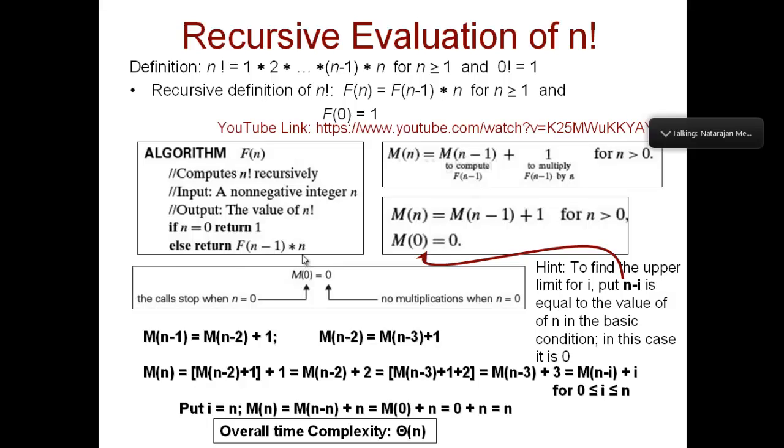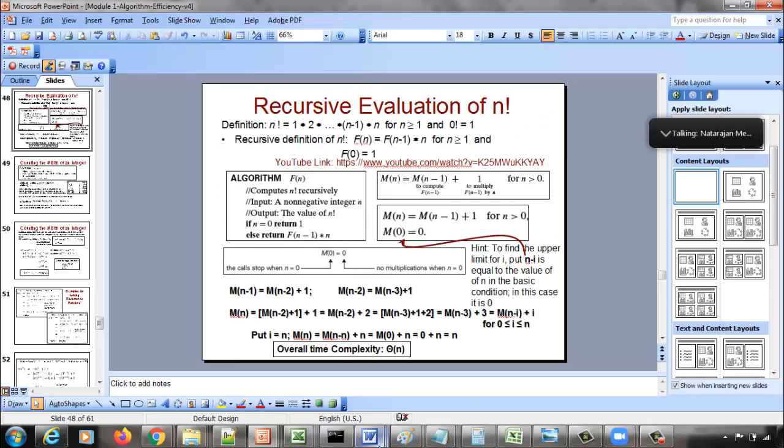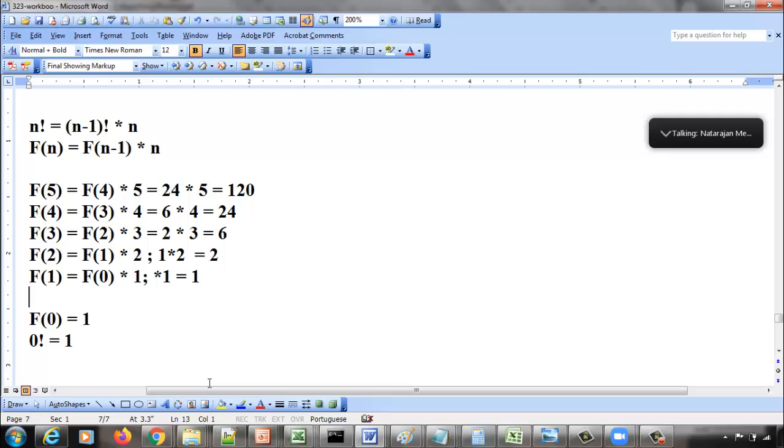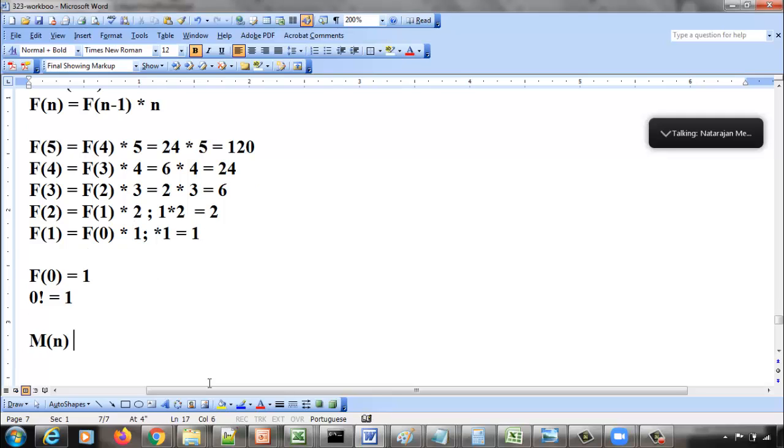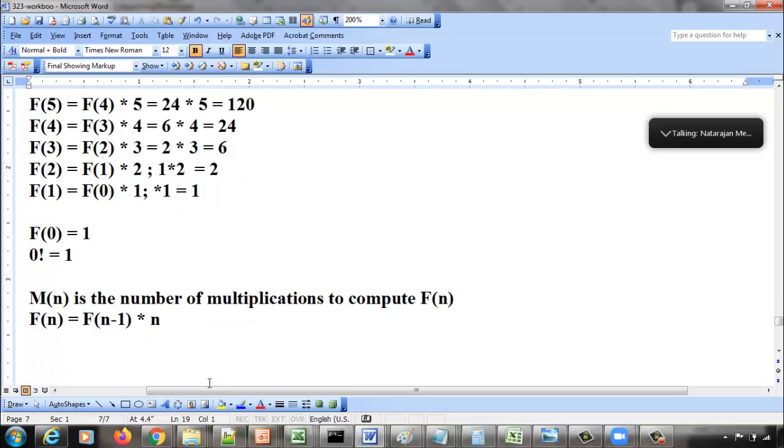So what we can do is analyze how many times you are doing this multiplication. I am introducing a notation called m of n, the number of multiplications to compute f of n. So the number of multiplications done to compute f of n is denoted as m of n. So f of n we know can be written as f of n minus 1 times n. Okay, so that means whatever be the number of multiplications to compute f of n minus 1, plus one more multiplication will get me the number of multiplications needed to compute f of n.